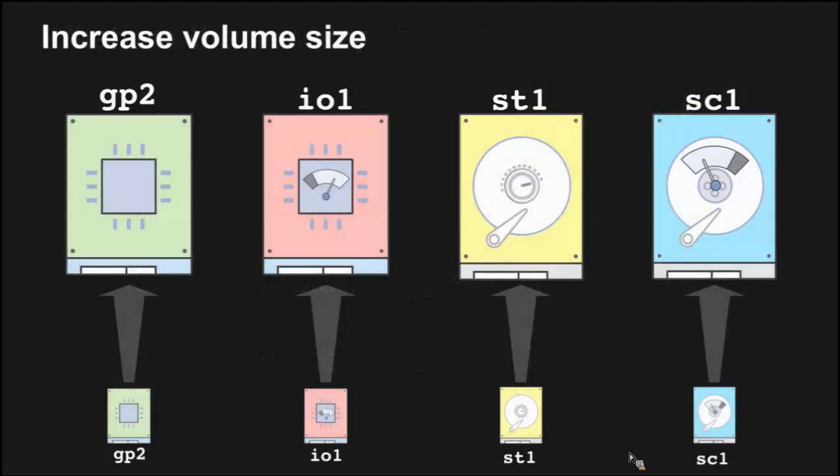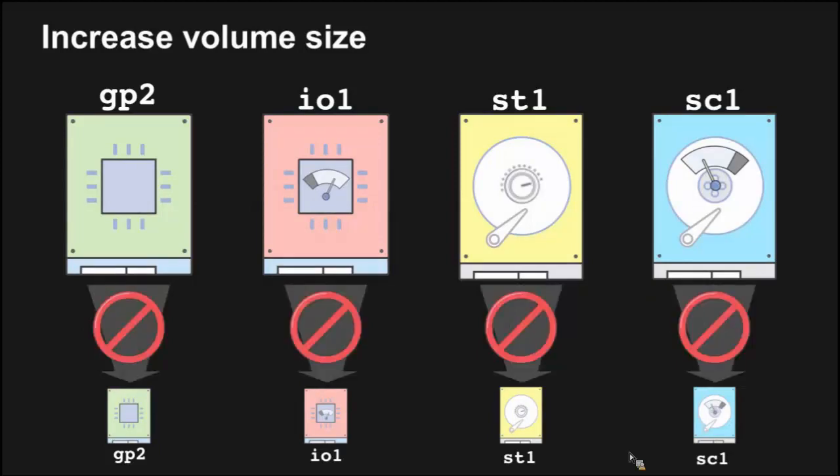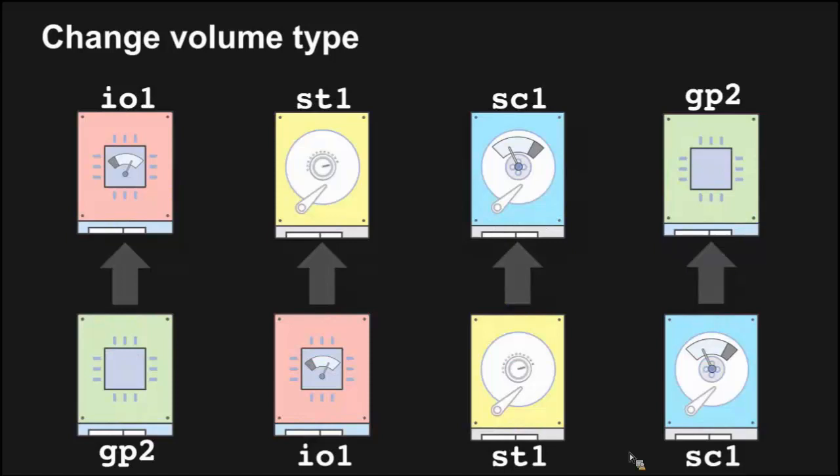So, what are the new capabilities? Well, I'm sure you could guess there are 3. 3 new capabilities we'll talk about today. You can increase the volume size, you can change the volume type, and you can increase or decrease the provisioned IOPS of io1 volumes. So let's dive deeper into all 3 of these.